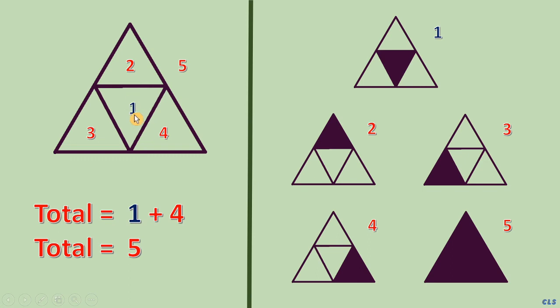So the inner triangle I have marked with blue color, and the outer triangle which is making 4 triangles I have marked with red color. Now we move to the next slide, which is very similar.